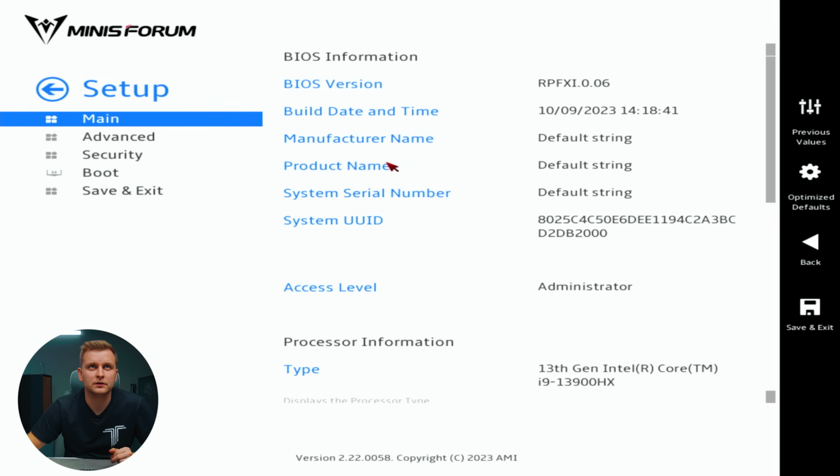Let's go into the BIOS and see if there is a limit that we can, you know, increase. We're going to go to setup. You can see all sorts of things here.